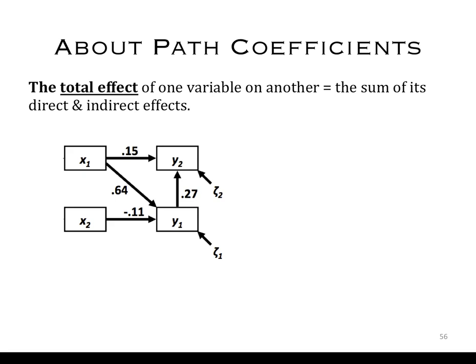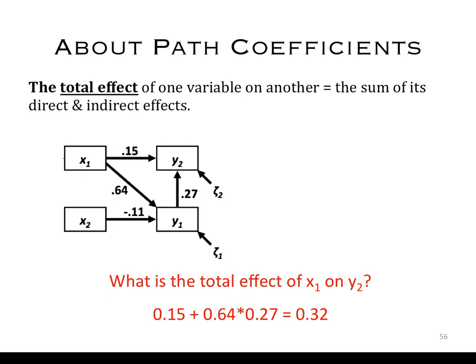You can also get the total effect of one variable on another by adding together its direct and indirect effects. So you could get the direct effect of x1 on y2 here, 0.15, and then you would add it to the indirect effect of x1 on y2 through y1. So you would multiply 0.64 by 0.27 and then add that to 0.15, and you would have the total effect of x1 on y2. Right, so I just told you how to do that. If you wanted to try to do that on your own really quick, you can pause it and do it, but here is that answer.